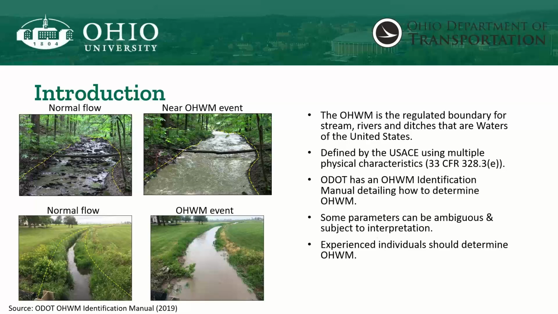Some parameters can be ambiguous and subject to interpretation. So typically, we should have really experienced individuals determine what an ordinary high water mark is. If someone without adequate experience marks the ordinary high water mark at the wrong elevation, it could cause some sites to not pass the current flow requirements.